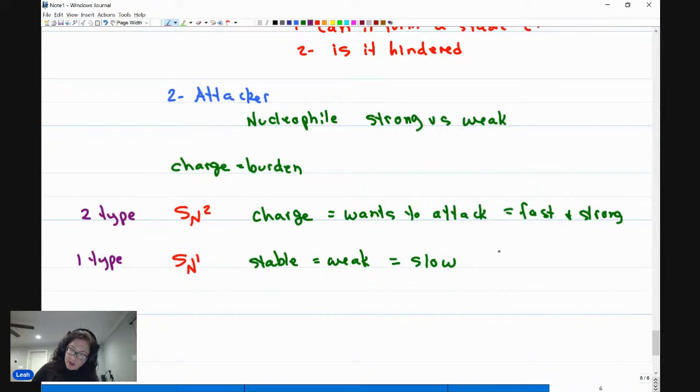So the 2 type is a strong attacker, fast. The 1 type is a weak attacker and slow. Make sure you don't just memorize this. Make sure you truly, truly understand the what and why behind this, so that you can take tricky ones and actually figure out what to do.